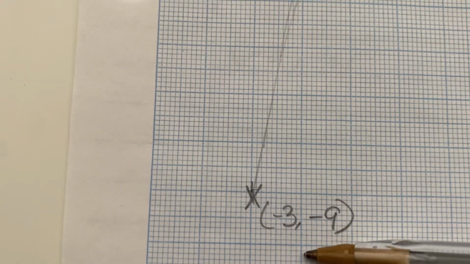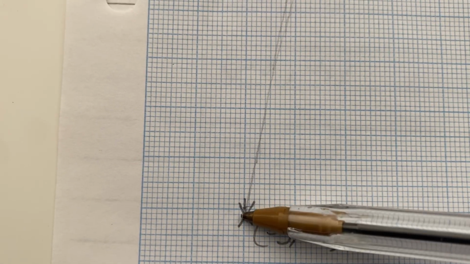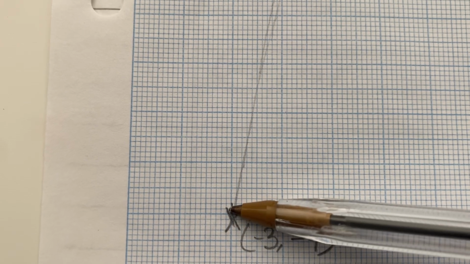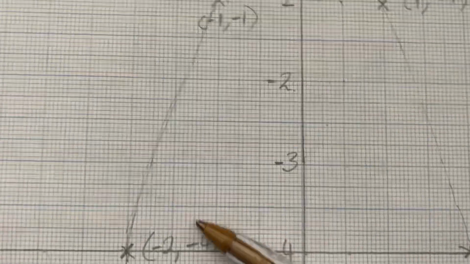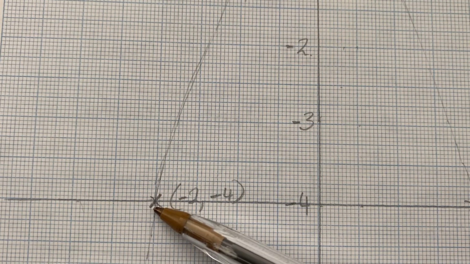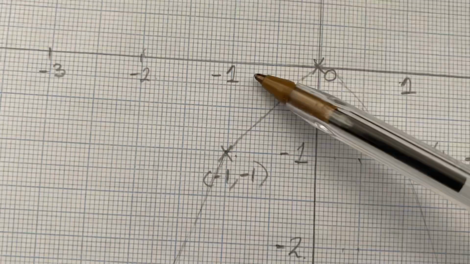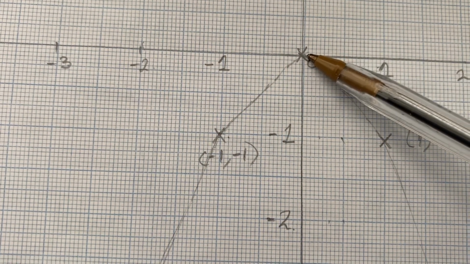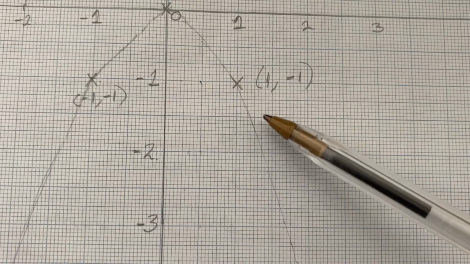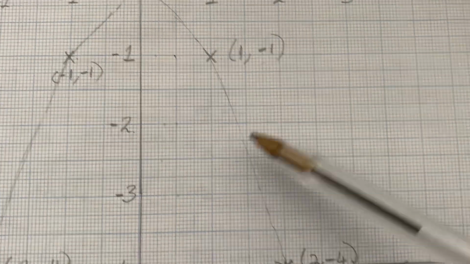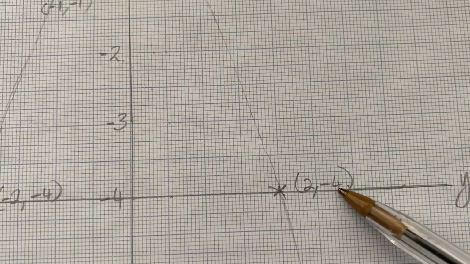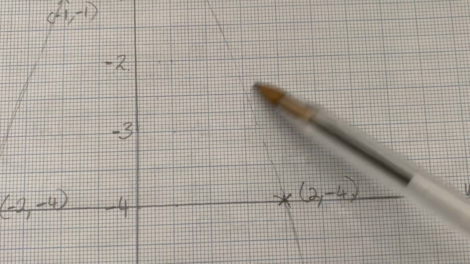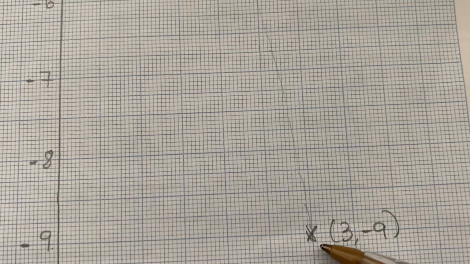So I have -3, -9, and then I cross that out, label it. I have -2, minus 4. I have minus 1, minus 1, 0, 0, 1, minus 1, 2, minus 4. Okay, this is the positive side of x. And then 3, minus 9.